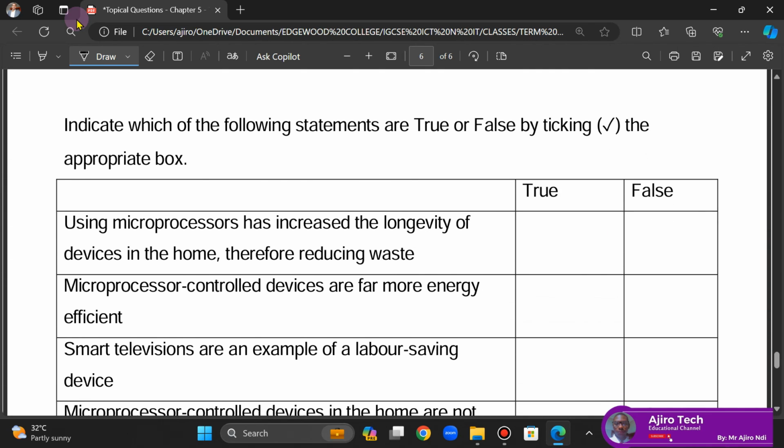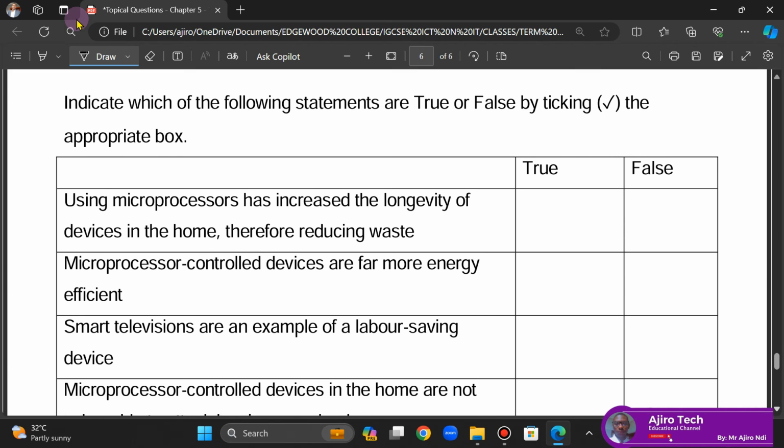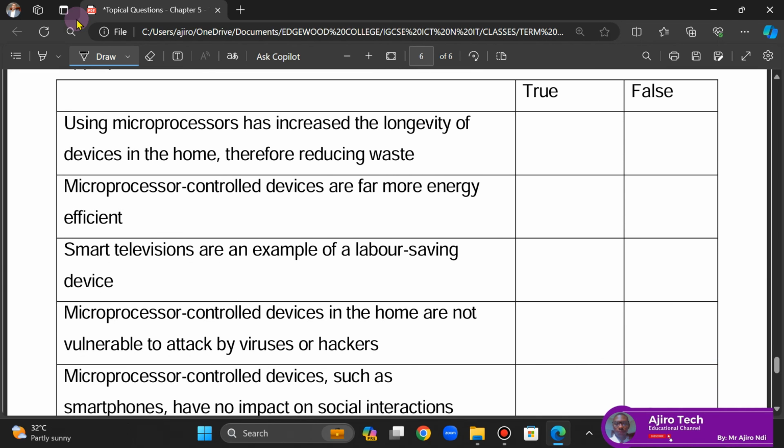Indicate which of the following statements are true or false by ticking the appropriate box. Using microprocessors has increased the longevity of devices in the home, therefore reducing waste. Yes, that's true.